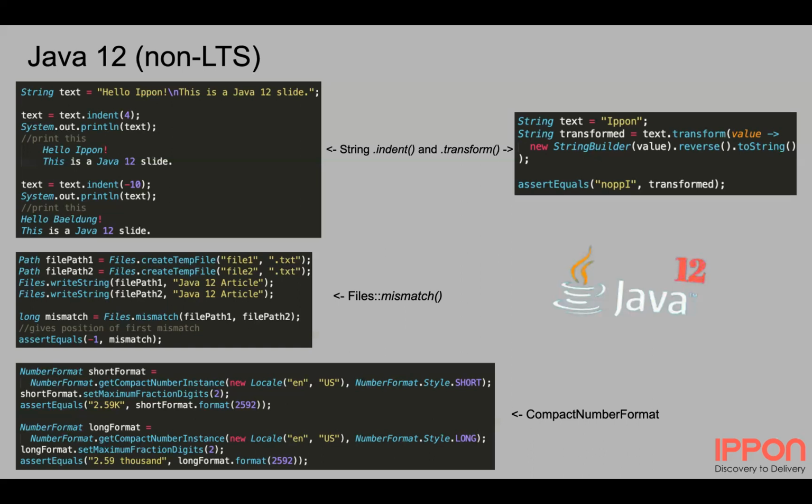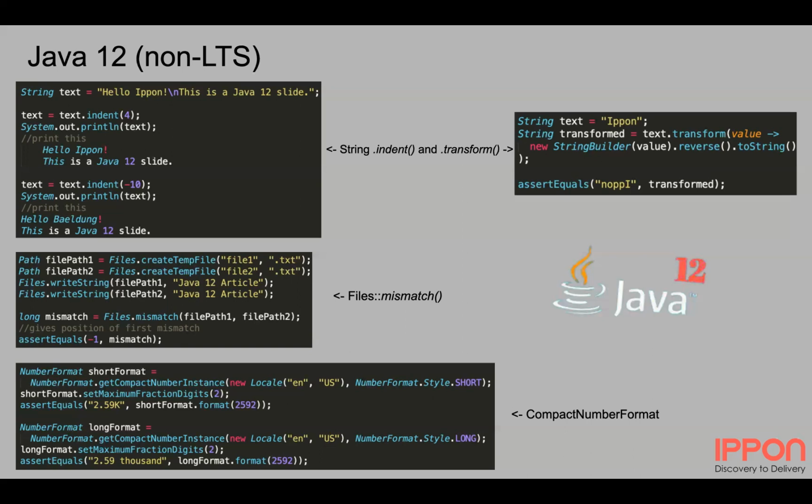You also get this static mismatch method within the Files library. So you don't have to read your file into a stream or compare byte arrays, anything like that. You just pass your two files into the static method and it'll return the position of the first byte that mismatches between the two files. And it will give you a -1 if they do match.